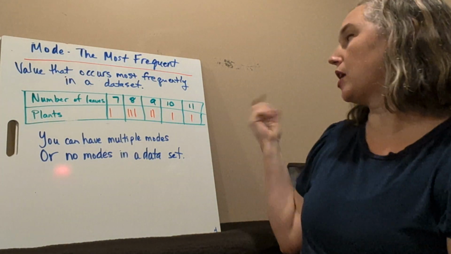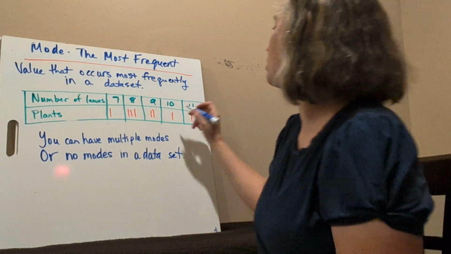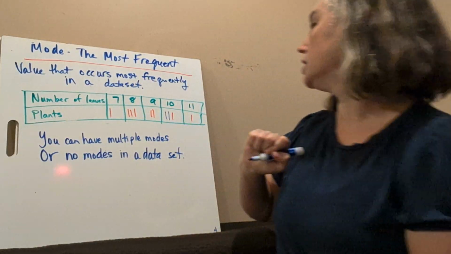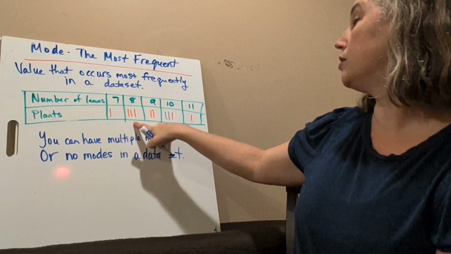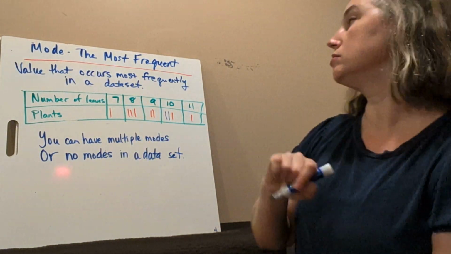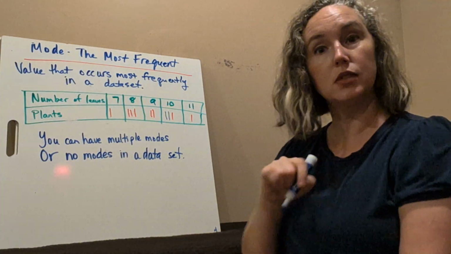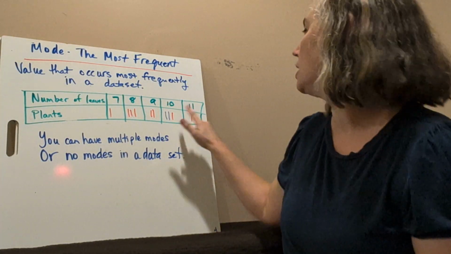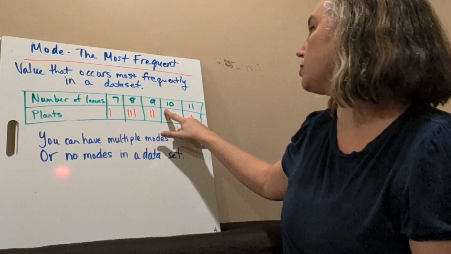So let's say there was another one with 3. Then you would have a mode of 8 and 10 because they both had 3. They both had the highest. So that's multiple modes.